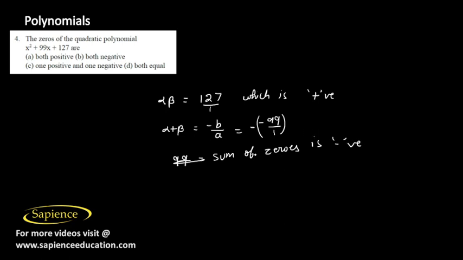The only way that two numbers' sum is negative and their product is positive is if both are negative. Only when two numbers are negative, when we add them we will get a negative number, and when we multiply them we will get a positive number. So the correct answer is option B, both negative.